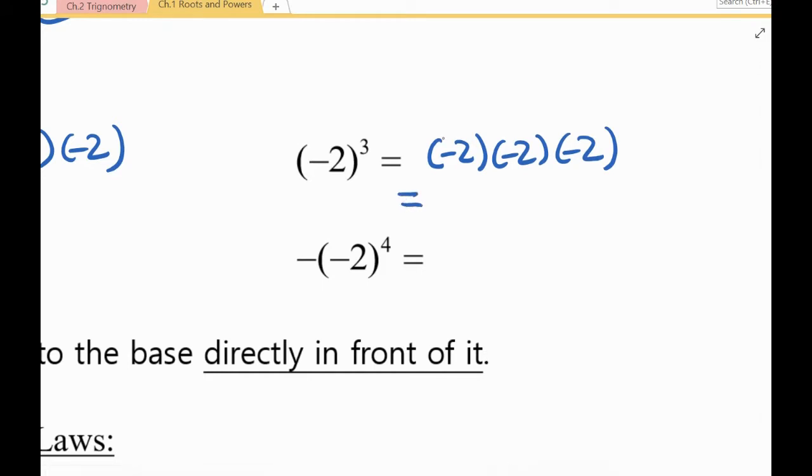So when you have an odd number of negative signs, then that becomes negative. When you have an even number of negative signs, then that is positive. So it's -8.